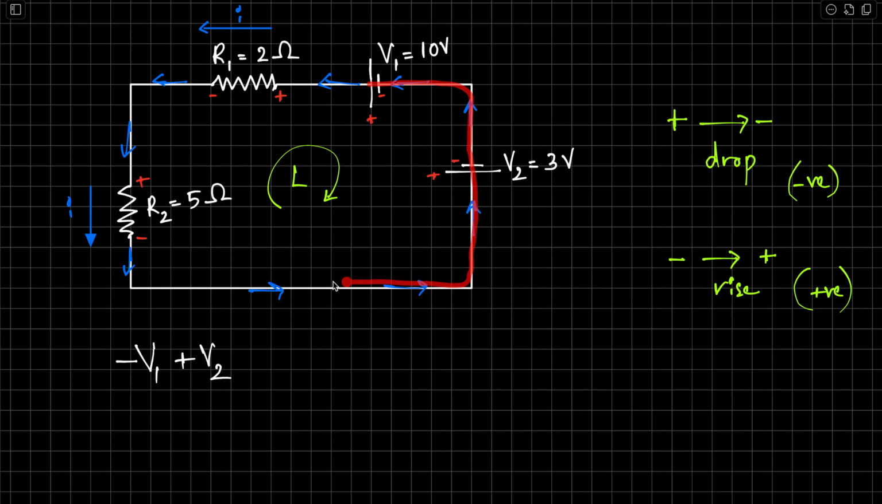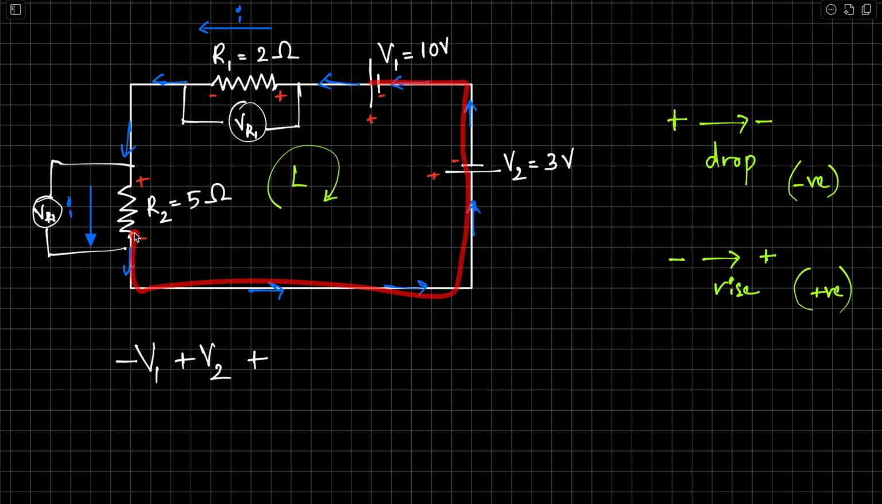We are here now. Negative to positive, that's a rise. Minus to plus, that's a rise. So plus the voltage across this resistor. Let's call it VR2, voltage across resistor R2. And the voltage across resistor R1, let's call it VR1.